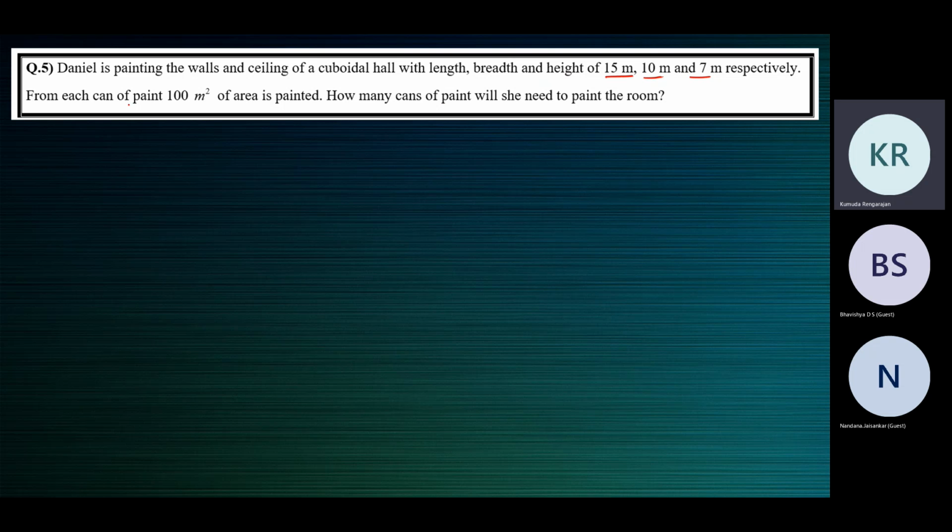Now, from each can of paint, that container, 100 meters square of area is painted. So if he takes 1 can of paint, 1 container of paint, he can paint an area of 100 meters square. If you use it fully, you would have painted 100 meters square. How many cans of paint will Daniel need to paint the room is the question.